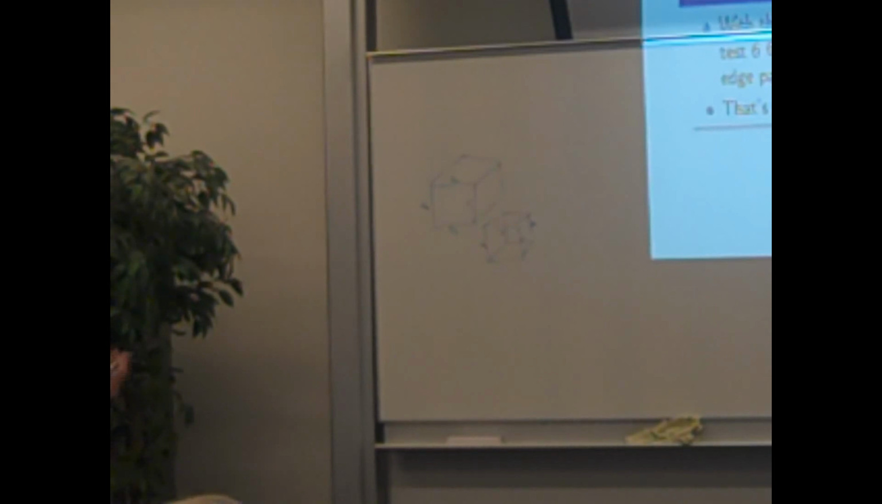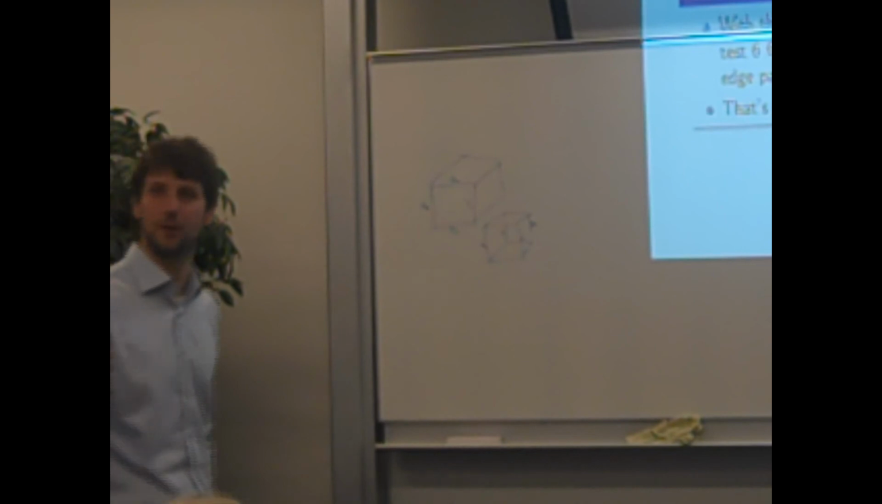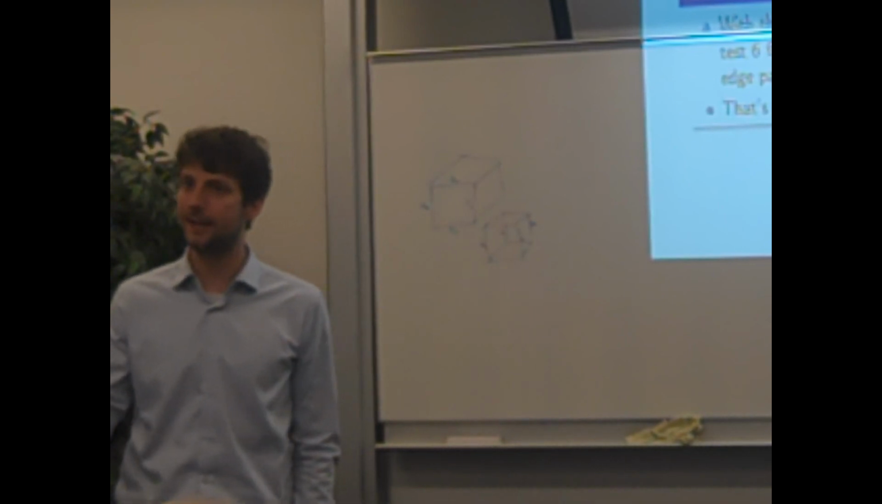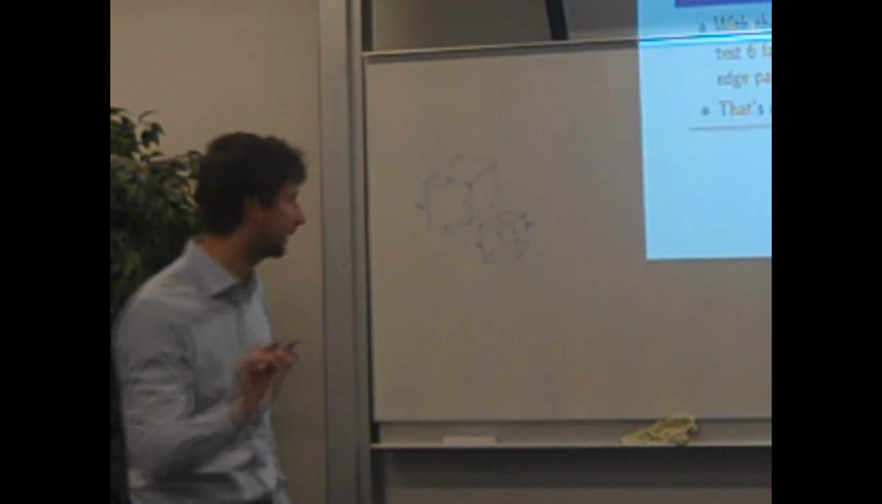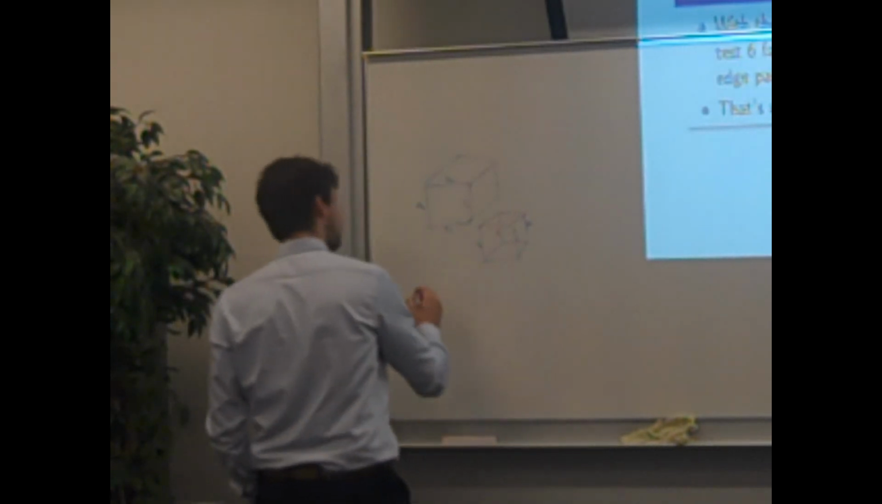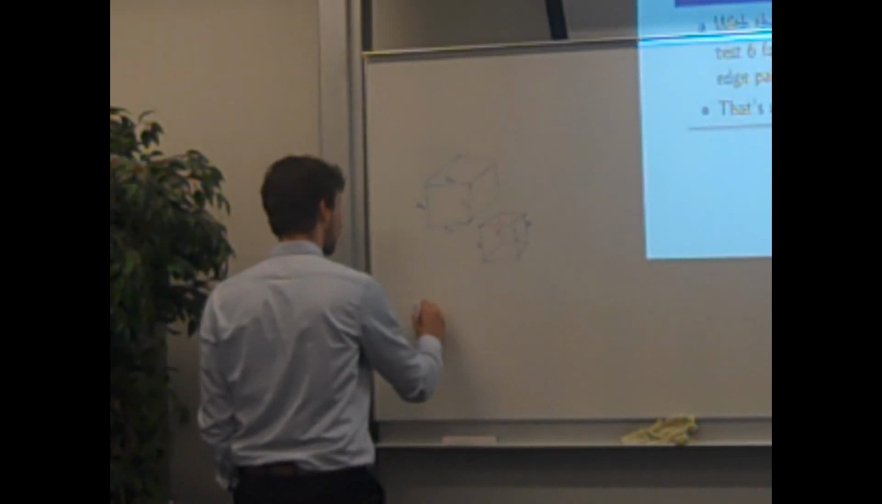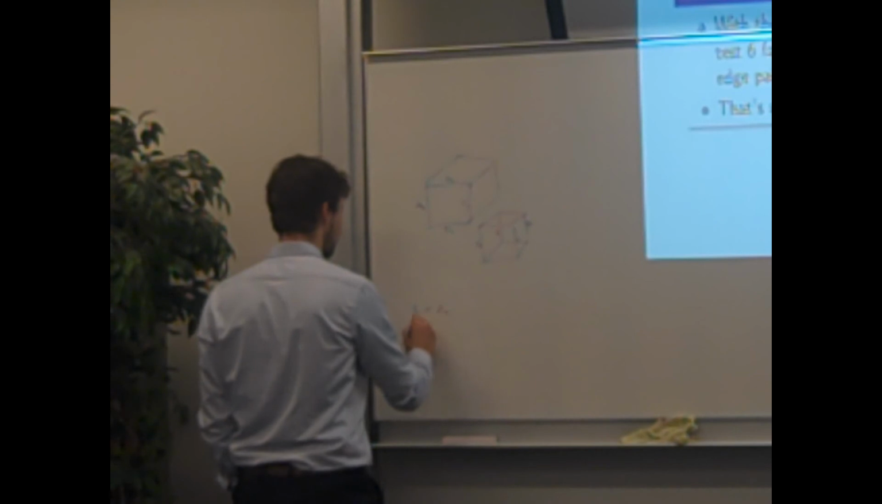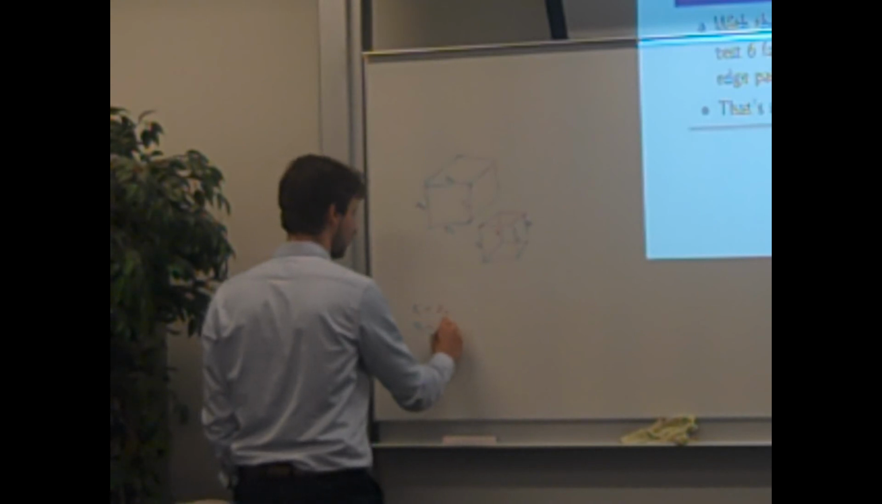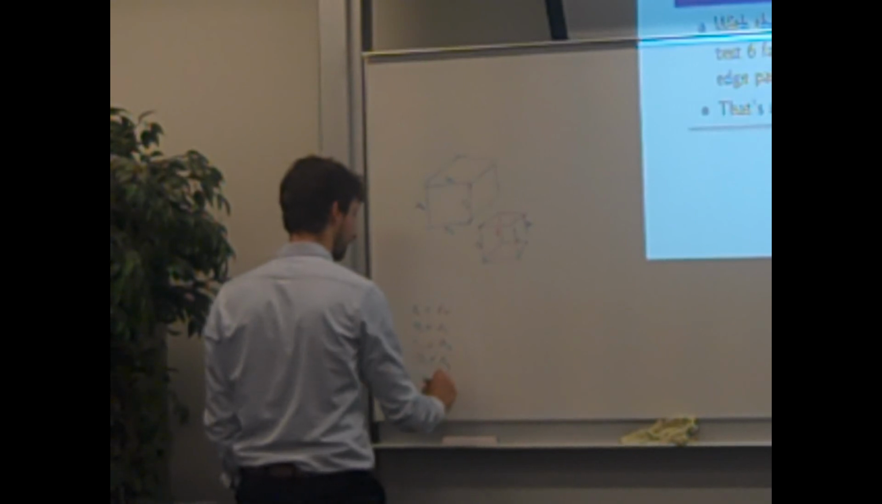Right. We do the cross product between every pair of edges, and we use that as a possible separating axis. All right, so we will do A1 cross A2, B1 cross A2, C1 cross A2, D1 cross A2.